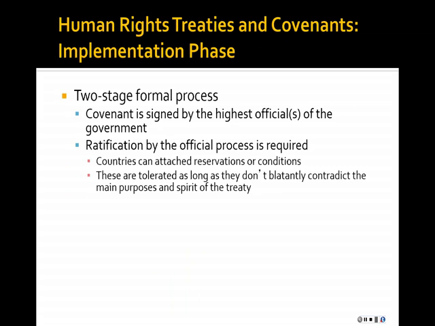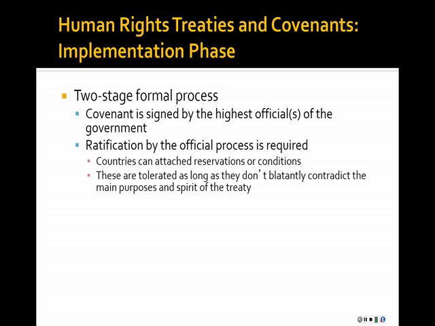Okay. Well, once you have a treaty, you need to implement that treaty. So how is it that these treaties come into full force? And there's usually a two-stage formal process. And so what we have is a covenant is usually signed by the highest official of the government. So this is the president in our case, but it could be a prime minister, or someone who's considered to be the highest official.